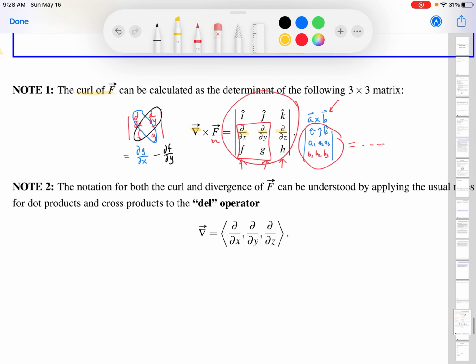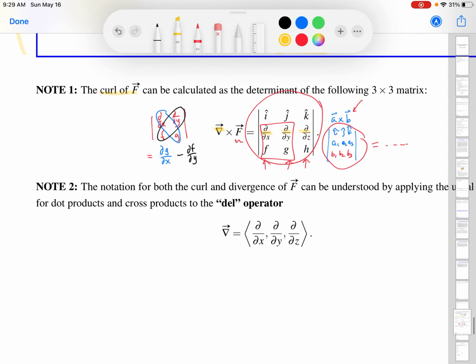Okay, second note: the notation for both curl and divergence, as we mentioned, can be understood by using the usual rules of dot and cross products and the del operator. The del operator is to be thought of as a vector operator in the same way as we thought of d by dx as the differential operator. Back from calculus, you might see derivative rules written in this form, and we were thinking of d by dx as a differential operator. It takes a function and produces another function. I want you to think of the del operator in the same way.